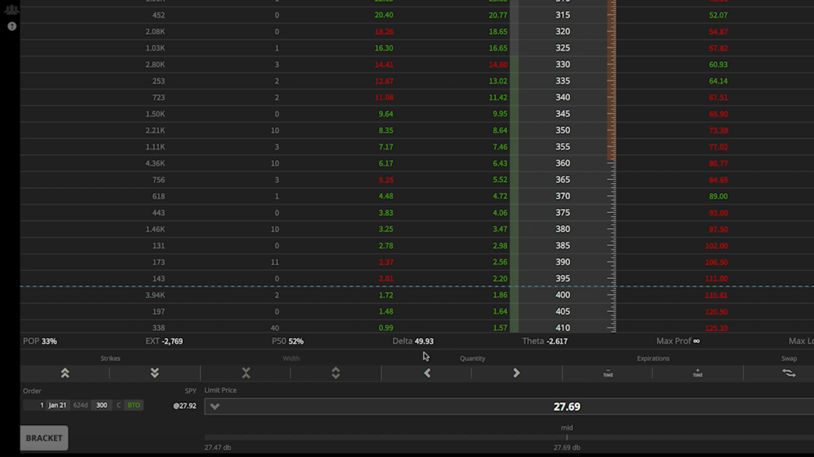And as we can see, the delta is 50, and that means if the stock price or SPY goes up $1, this is expected to gain $50 in value. So basically, if SPY went up $1 in a day, the cost of time decay would be negative $2.6, but I would effectively make $50 from the directional change, and therefore I would still come out ahead. So the big difference here is the decay.